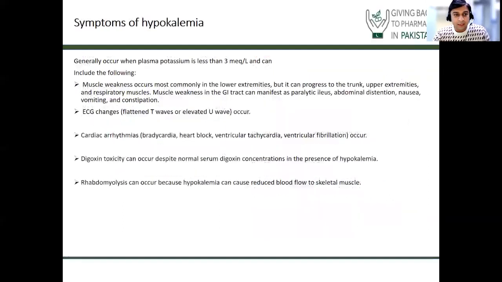So what are the symptoms of hypokalemia in patients? Initially, the signs and symptoms are usually muscular weakness, and it starts from the lower extremities, and then it can progress to the upper trunk, upper extremities, respiratory muscles. And some patients who have a severe potassium deficiency might present with a paralytic ileus, abdominal distension, nausea, vomiting, constipation. This muscle weakness is very pronounced.